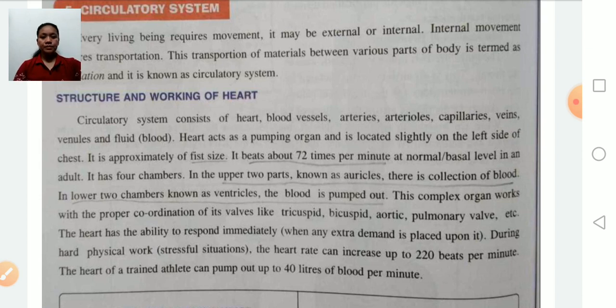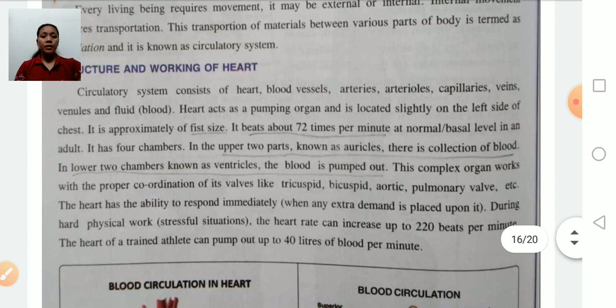In an adult, it has 4 chambers, and the upper 2 chambers are known as auricles. There is collection of blood, and the lower 2 chambers are known as ventricles. The blood is pumped out.